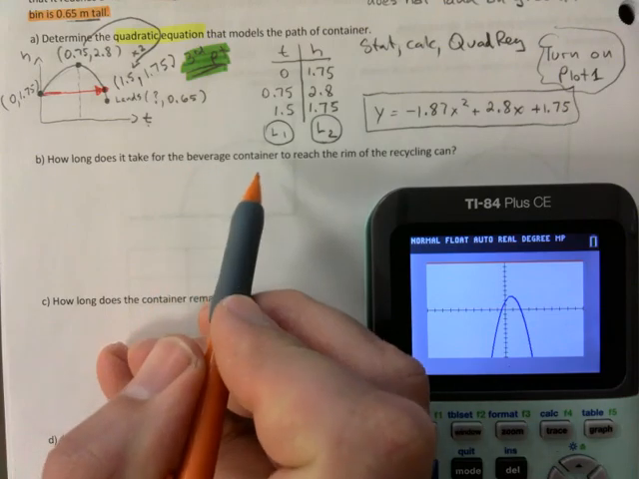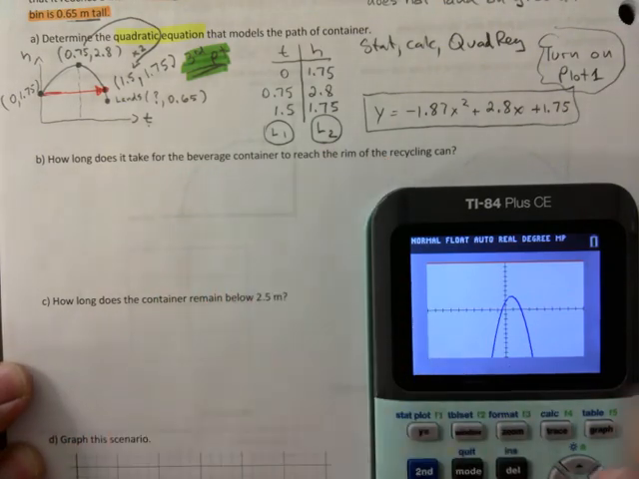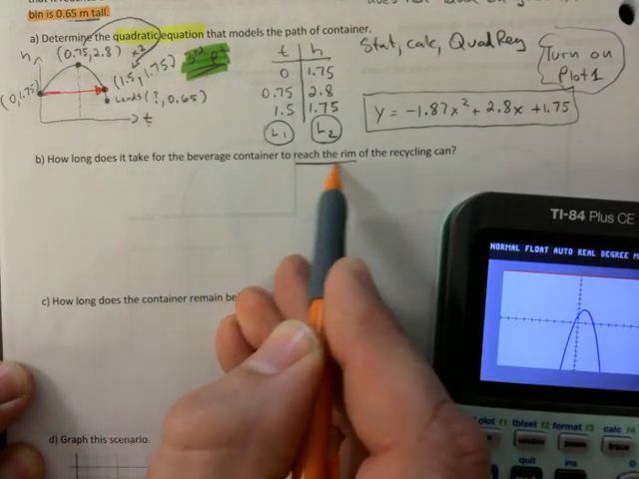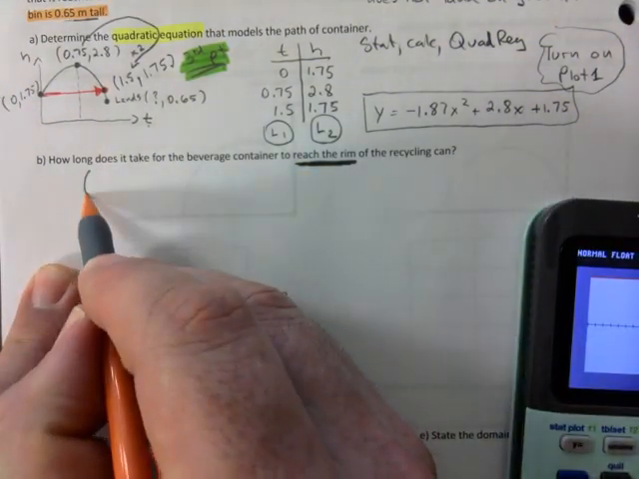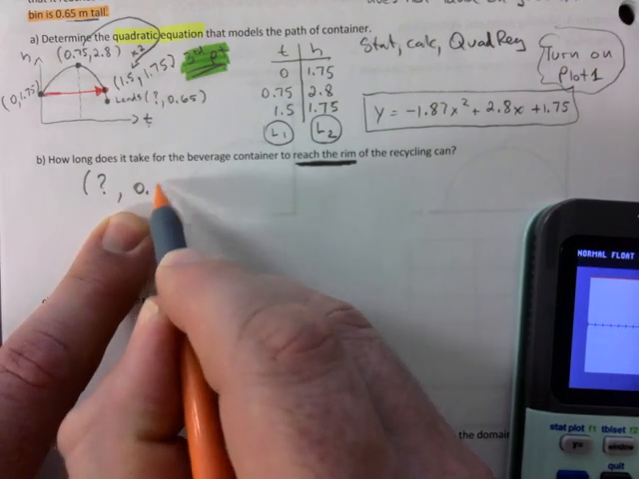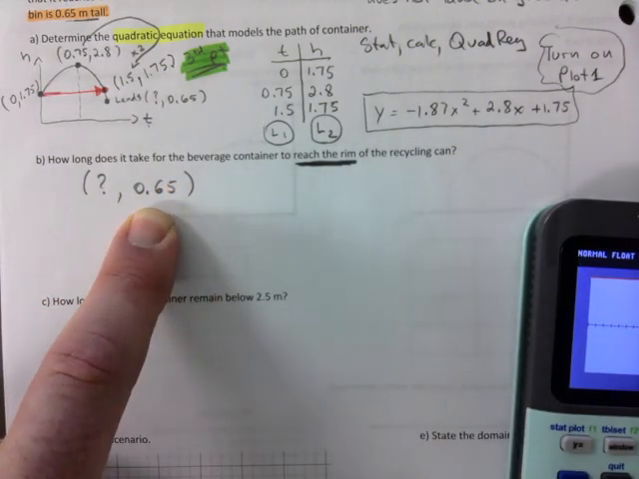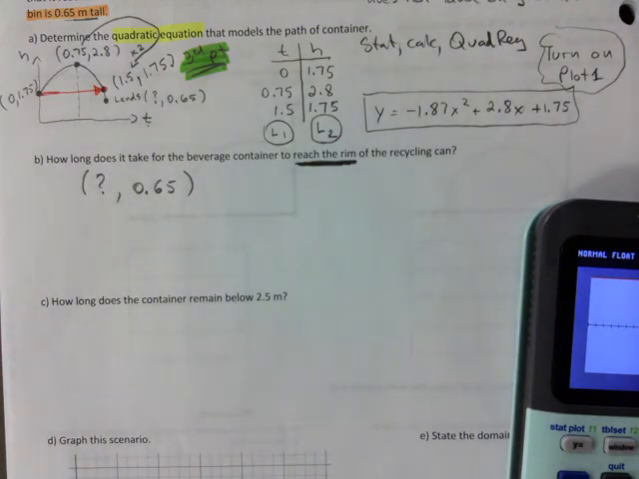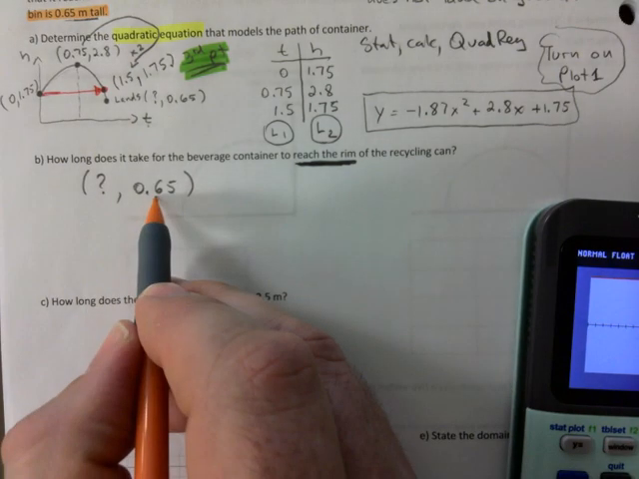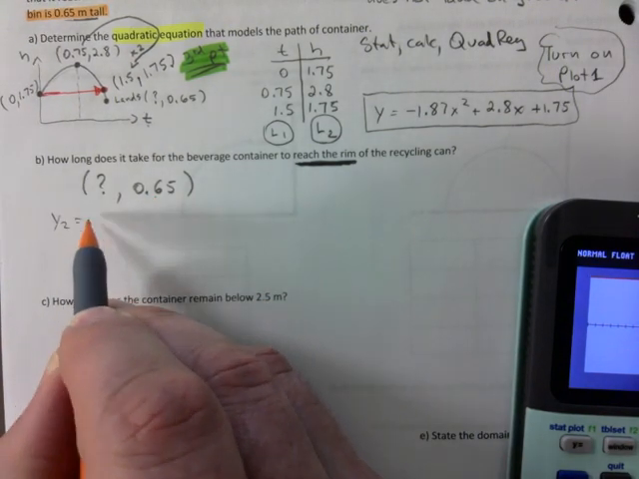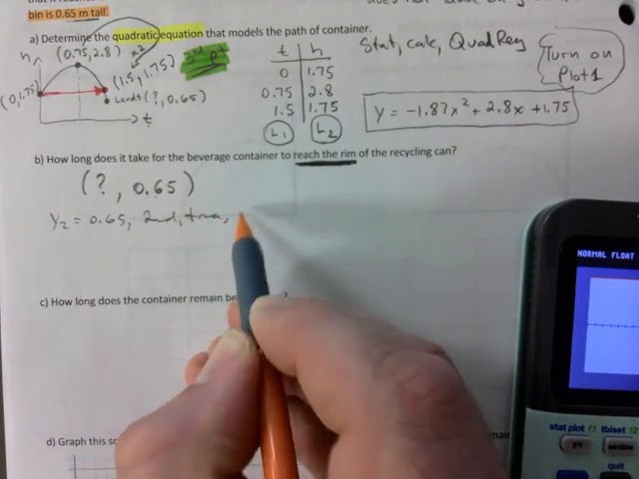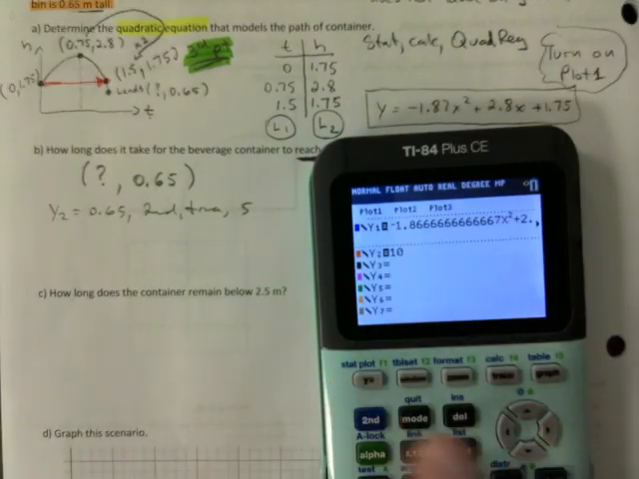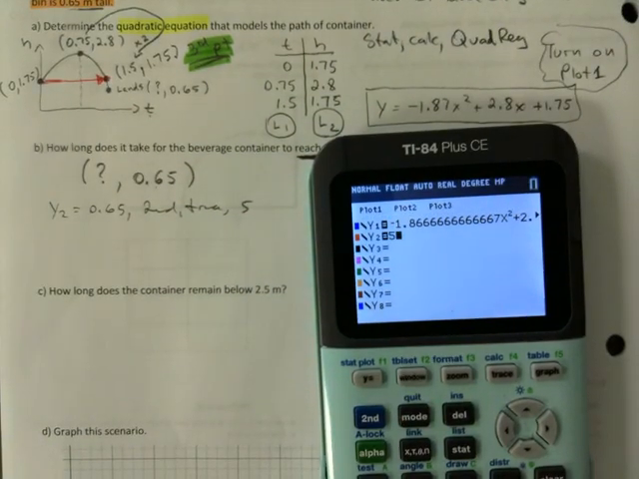How long does it take for the beverage container to reach the rim of the recycling bin? Reach the rim of the recycling bin. Right. When does that happen? Well, the time when it reaches the rim, which is at a height of 0.65. That's what's happening here. So we're given the y, so y2 is equal to 0.65, second trace 5 to get that. No, sorry, 0.65.